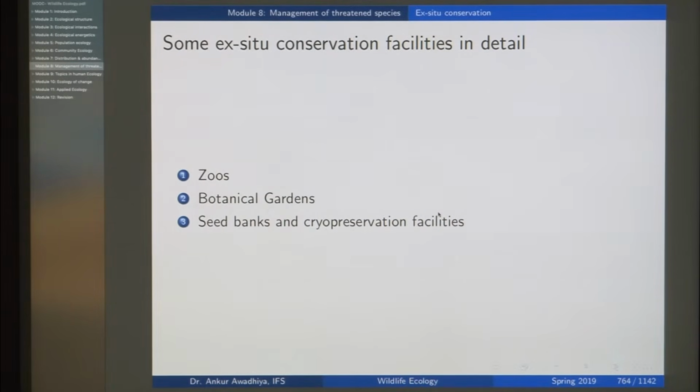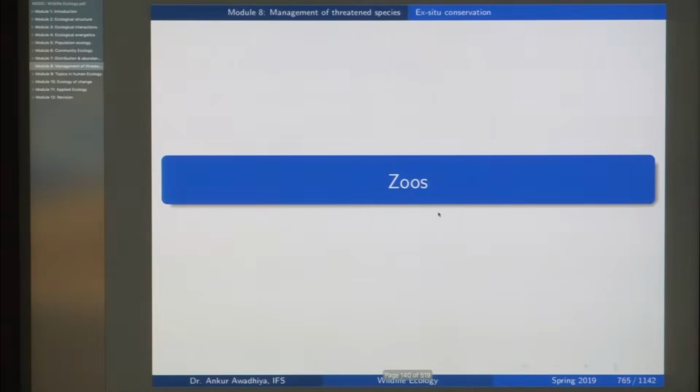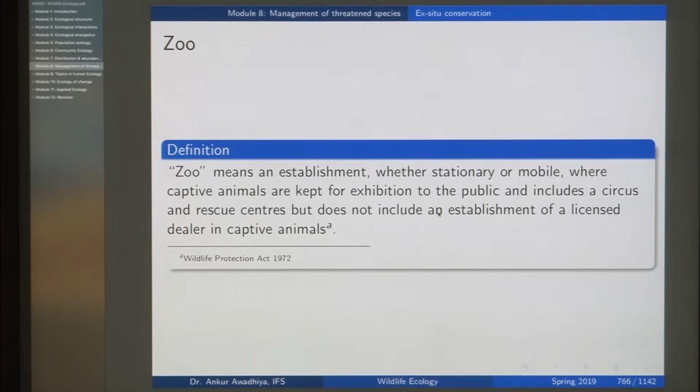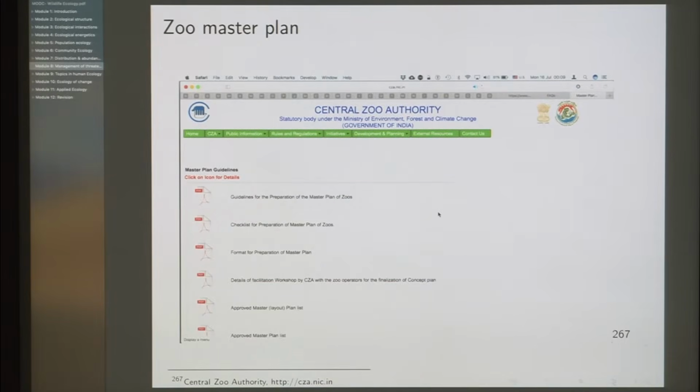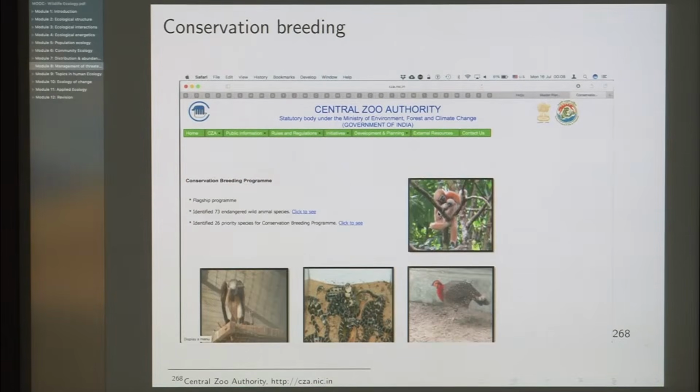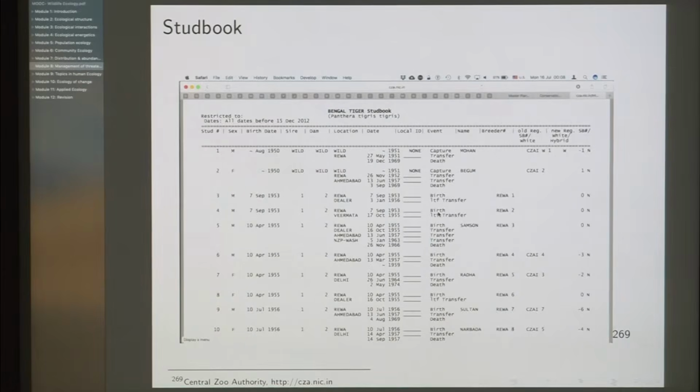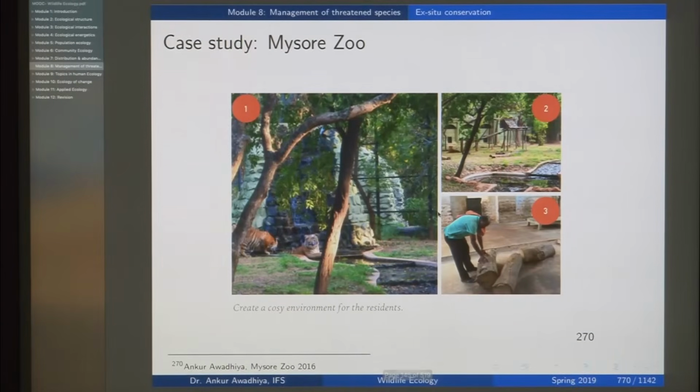Next, we looked at some ex situ conservation facilities in details. The first one was zoo, and this is the definition of zoo as per the Wildlife Protection Act. So, it is an establishment, whether stationary or mobile, where captive animals are kept for exhibition to the public, and it includes a circus. Now, this is important, it includes a circus and rescue centers, but does not include an establishment of a licensed dealer in captive animals. Zoos are managed as per their master plans. A number of them are doing conservation breeding, and they maintain stud books for different animals that are involved in the captive breeding. Now, we looked at a case study of Mysore Zoo.